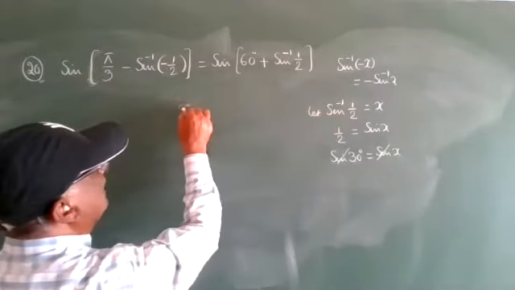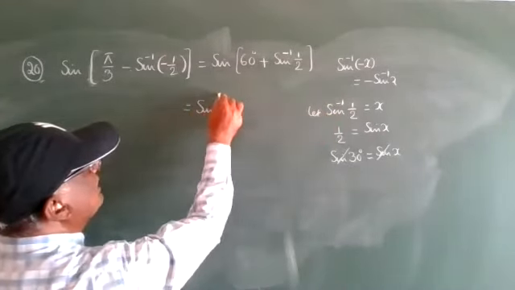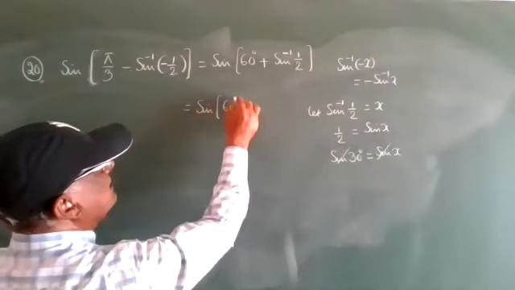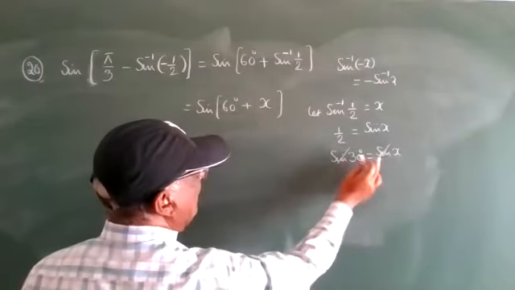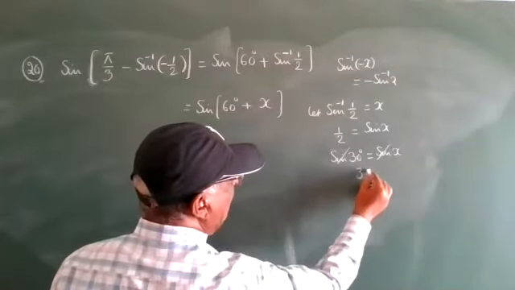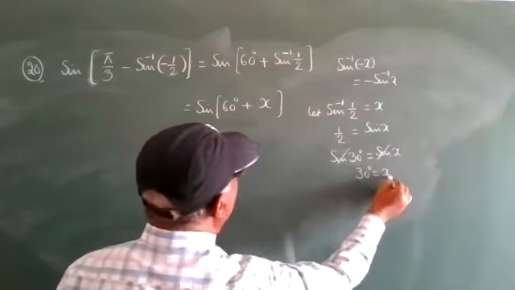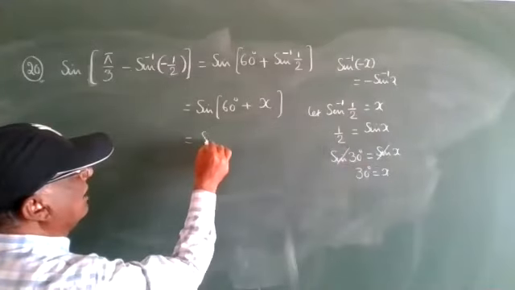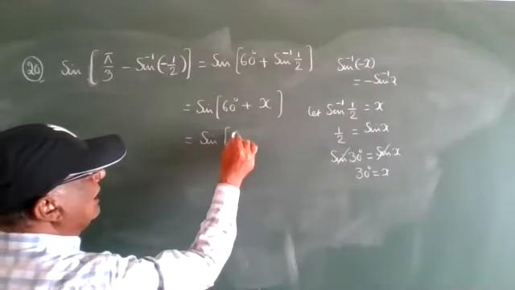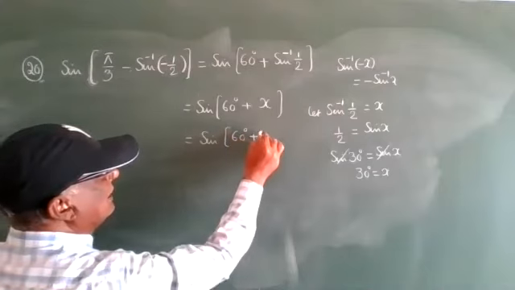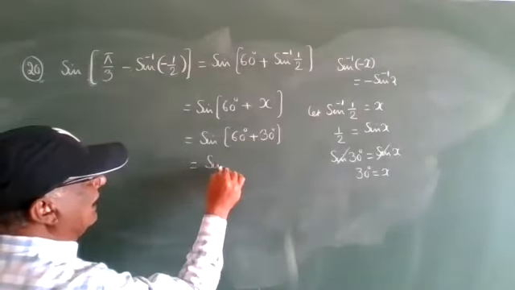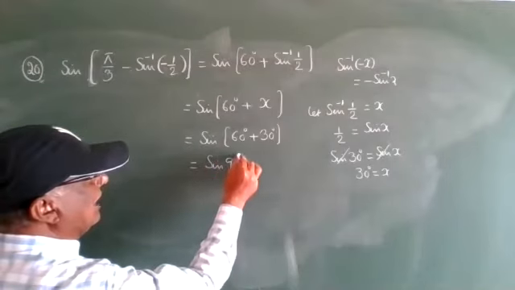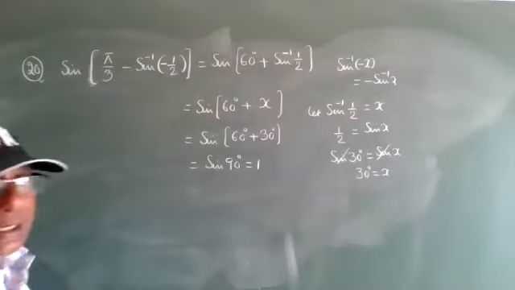So now sine of 60 degrees plus sine inverse of 1 by 2, which we let be x. What is the x value? The x value is 30 degrees. Now write down sine of 60 degrees plus 30 degrees, which is sine 90 degrees. Sine 90 degrees value is 1. That's enough.